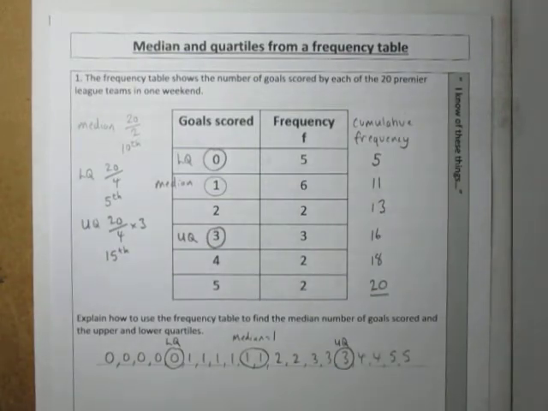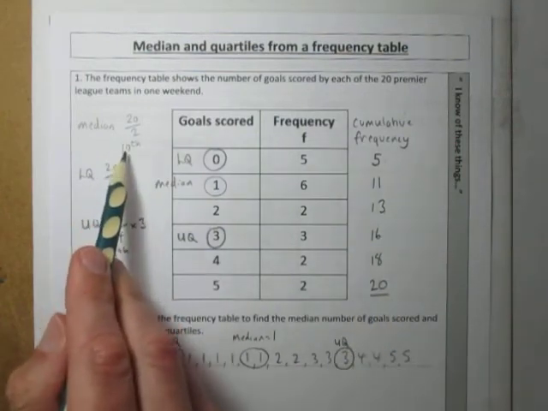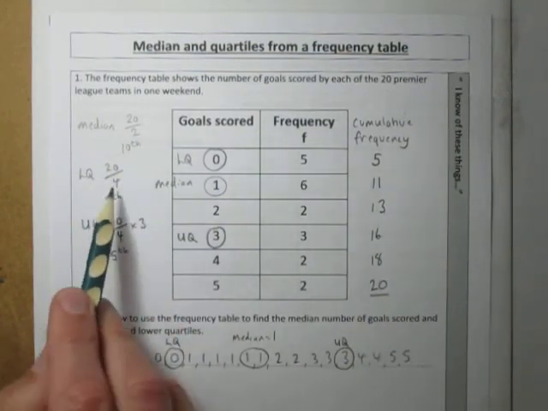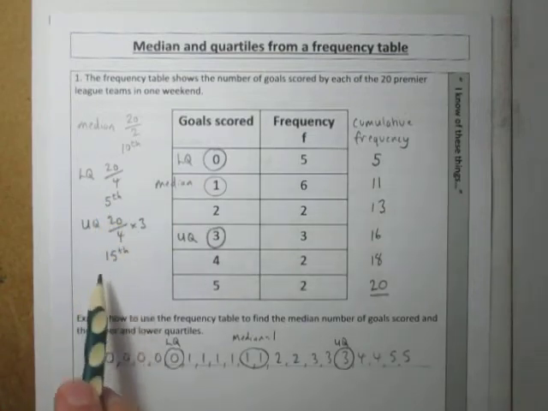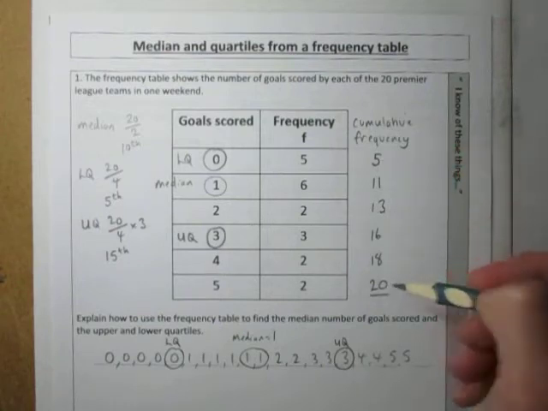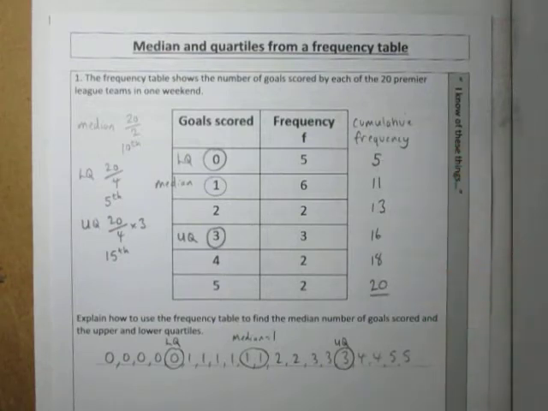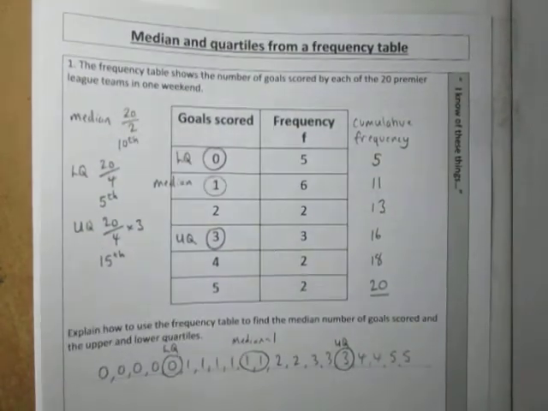And that is essentially what we do. We take the total number of pieces of data, divide by 2 to find the median value, divide by 4 to find the lower quartile, and divide by 4 times 3 to find the upper quartile value, and then just use the cumulative frequency to find out what those values are. Now, this is what we are looking to do today.